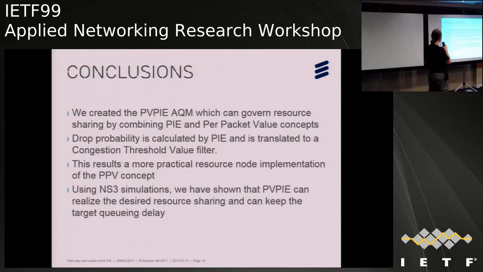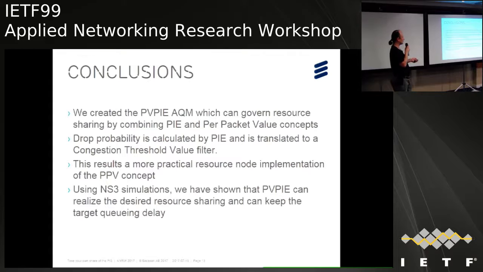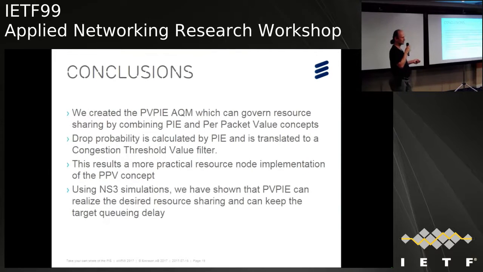So in summary, we created a PVPIE algorithm which can govern resource sharing by combining PIE and the per packet value concept. Drop probability is calculated by PIE and is translated to a congestion threshold value filter in the PPV concept. And this results in a much more practical resource node implementation, because the previous implementation had to drop mid-queue, which is often not possible. And using NS3 simulations, we have shown that it can realize the desired resource sharing and keep the target queuing delay.